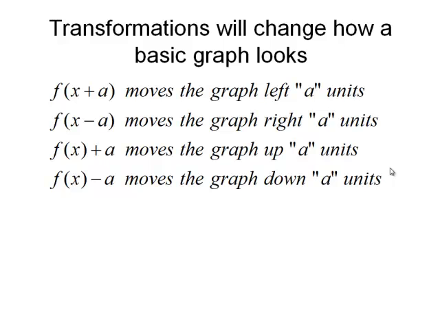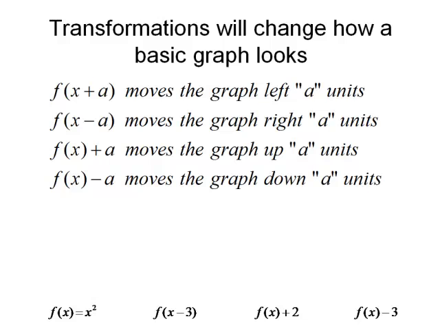Okay, some basic transformations. If you add something next to x, it's going to go left because it's always opposite what is in the parentheses. So plus normally would be right, but since it's in parentheses, it's the opposite, which is left. Minus is normally left if you subtract, but in this case, since it's in parentheses, you're going to go right. Outside is normal. Plus is up, minus is down.